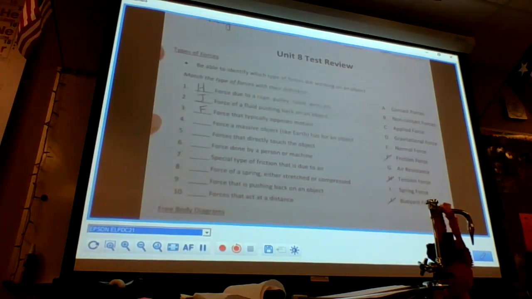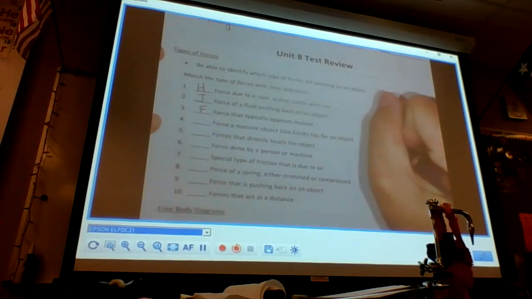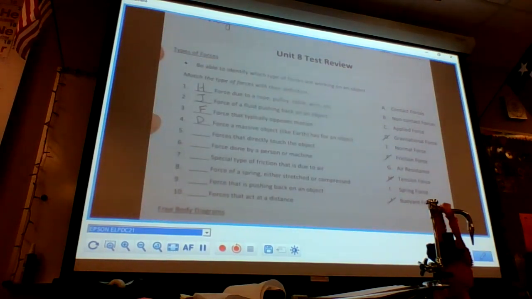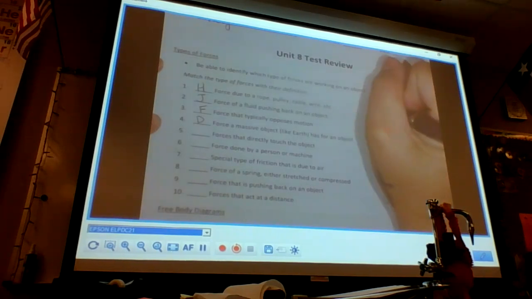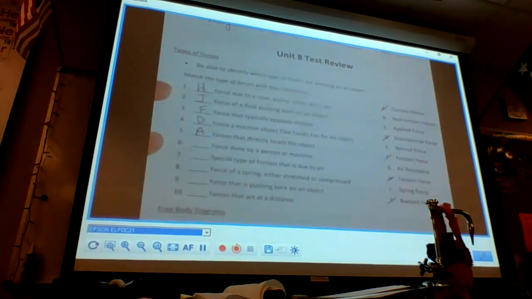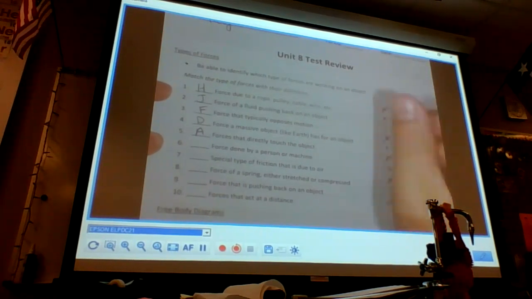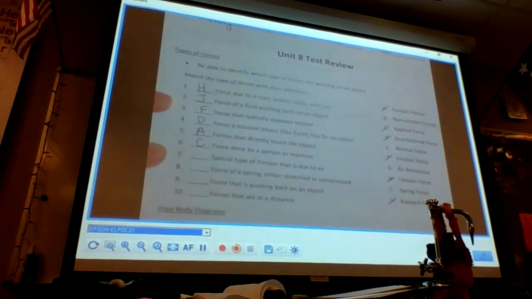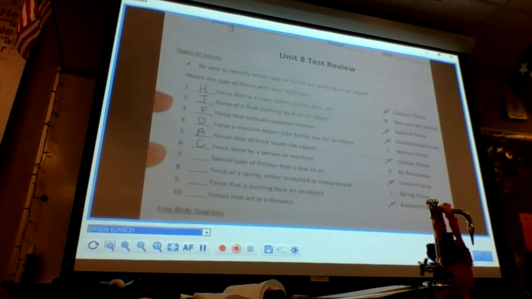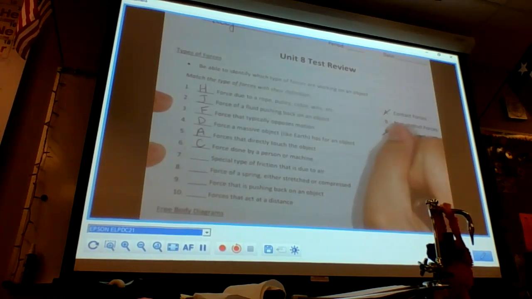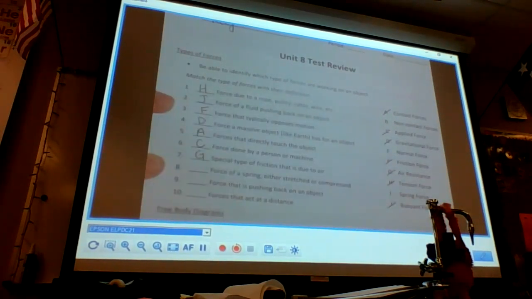Force a massive object like Earth has for an object. Gravitational force, yes. Forces that directly touch the object. Contact forces, which would be A. Force done by a person or a machine. Applied force. Special type of friction that is due to air. Air resistance. Force of a spring, either stretched or compressed. Spring force, that one's pretty self-explanatory.